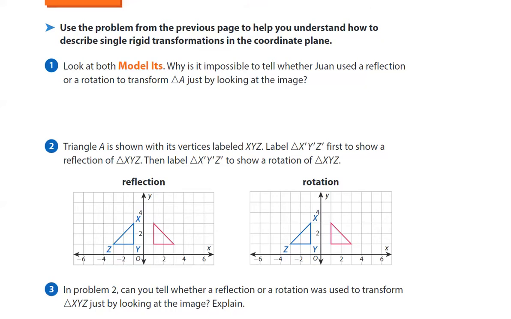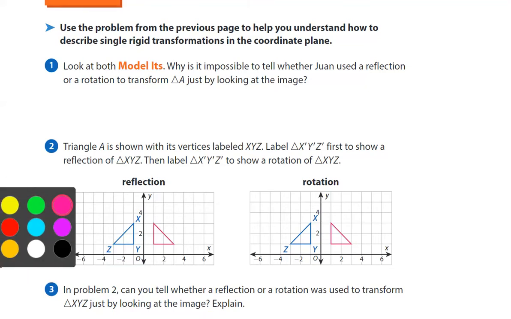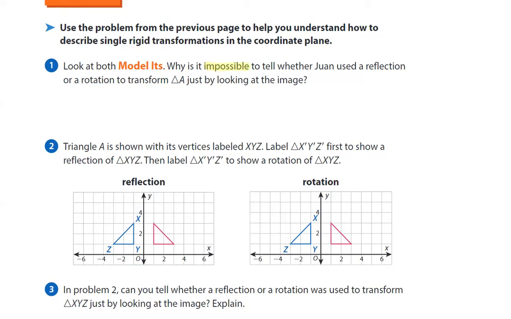Using the problem from the previous page, we're going to understand how to describe single rigid transformations in the coordinate plane. And we're going to look at both models. Why is it impossible to tell whether Juan used a reflection or a rotation to transform his triangle?